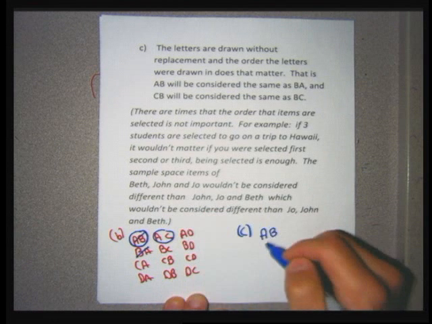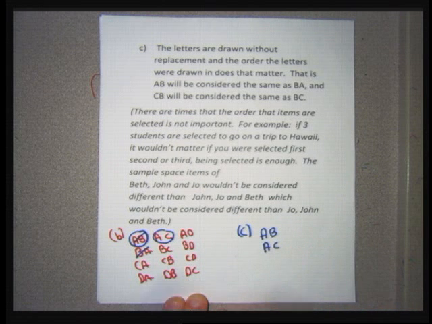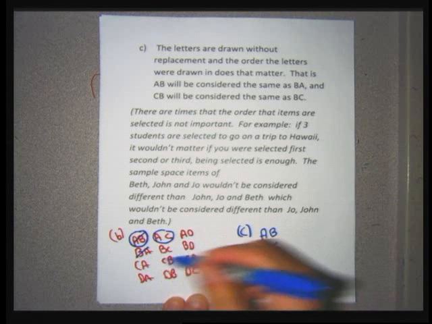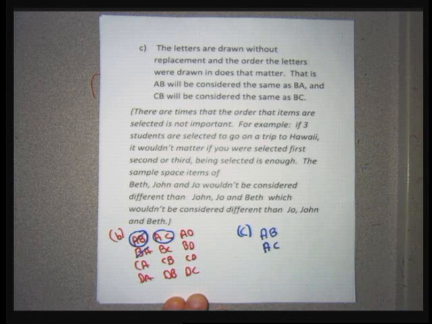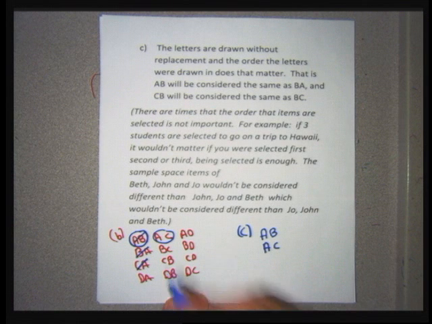I haven't listed the letters A and C together, so I'm going to list them in my answer to part C. And then I'll look through my sample space and see if I've listed those two letters in a different order, and I have. I'm not going to write CA in my answer to C because it's considered the same. Just having the two letters is enough. The order's not important. Now I'm done with that. I don't see any other ones.